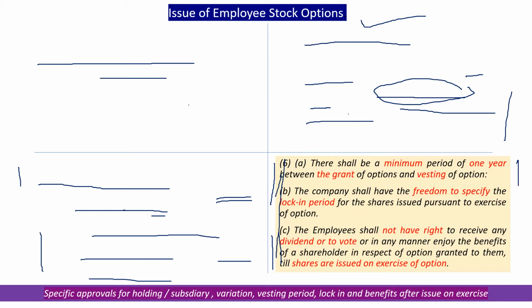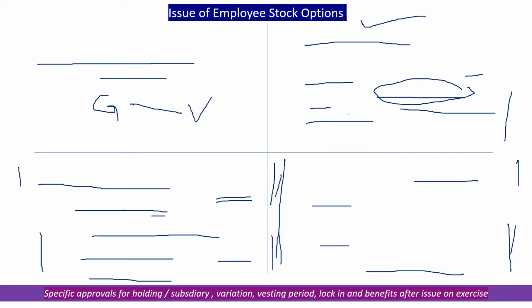And we said between grant and vesting, there should be a minimum of 1 year. You are eligible and it vests after 1 year. Company can specify the lock-in period. Till the exercise is done and shares are acquired, there is no right to get dividend, because only when shares are acquired, they are issued by the company for the price received, and dividend and vote will come only subsequently. This is just clarifying as to what are the rights accruing to the holder.